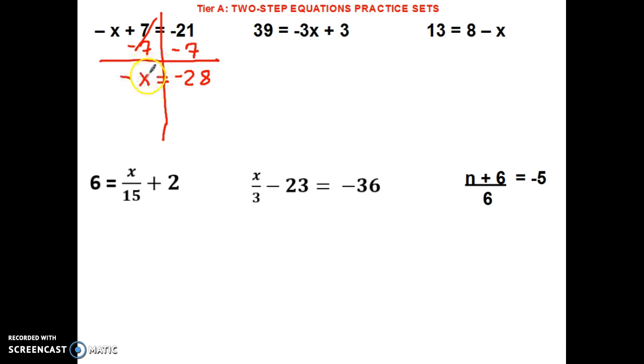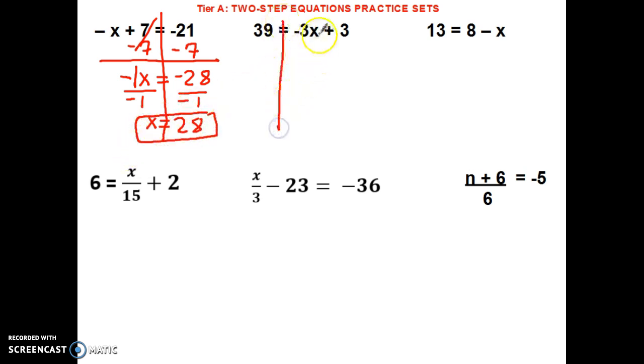Remember, this is not alone. Alone means that the x is by itself. The x has a negative sign in front of it. Specifically, there is a negative what? A negative 1 here. So we divide both sides by negative 1, and we get x is equal to a positive 28. Okay? Box in or circle your answer.